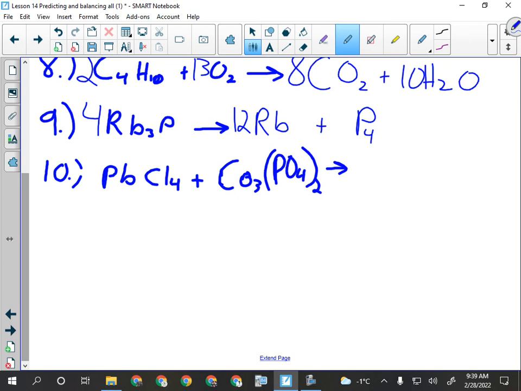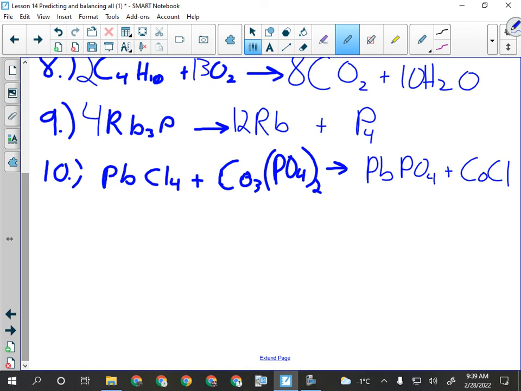And then our last one. We've got lead 4 chloride reacting with cobalt 2 phosphate. Okay? So, what kind of reaction am I looking at? David, what kind of reaction is this? Double replacement, right. Okay, so I've got to swap my metals here. Lead is going to end up with phosphate, and cobalt is going to end up with chlorine. All right, I just made 2 ionic compounds, and both of them have multivalent metals.